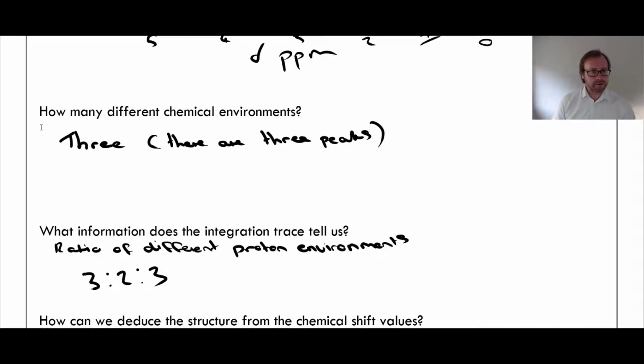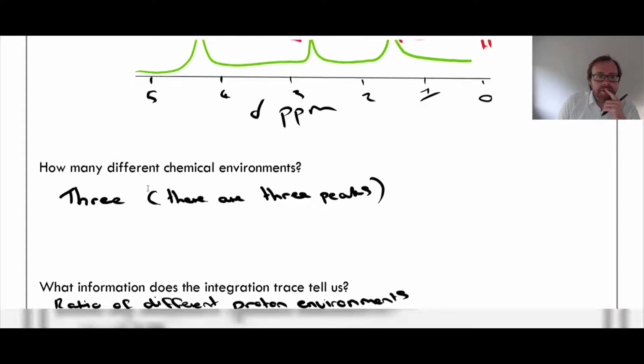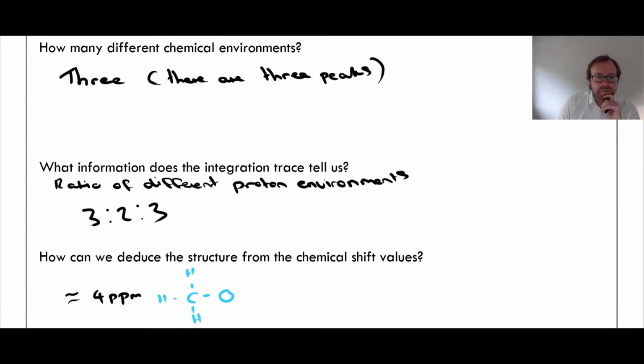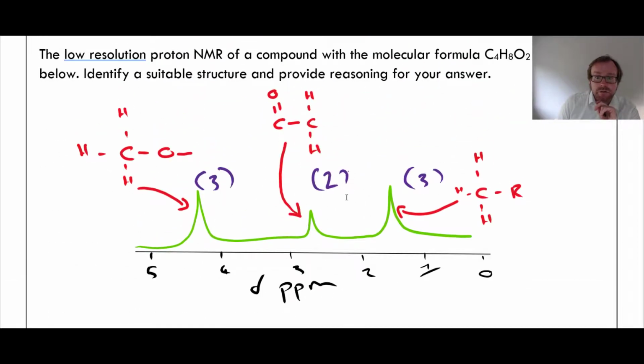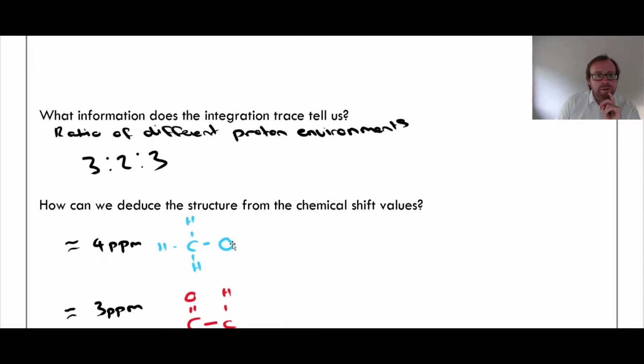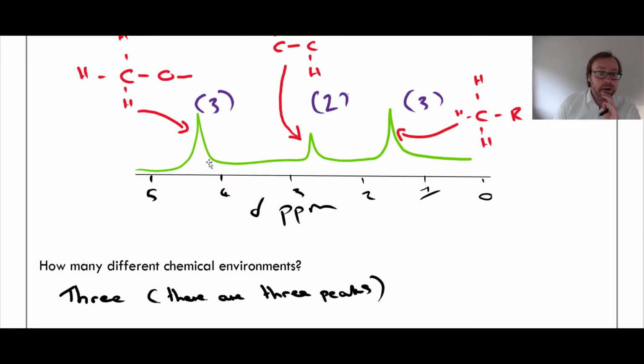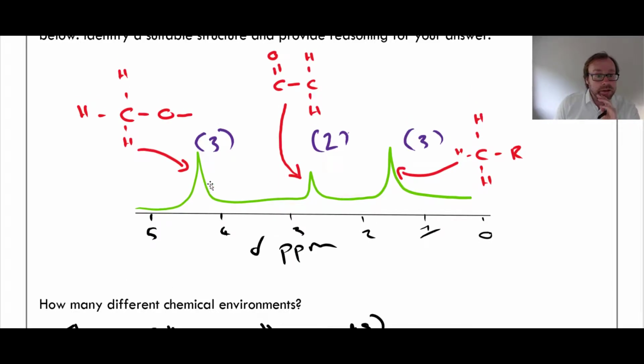Okay, hope you managed to work this out. So, sure you did the first part anyway. So, how many different chemical environments are there? Well, there are 3 because there are 3 different peaks. What information does the integration trace tell us? It tells us the ratio of different proton environments. So 3 to 2 to 3. And how can we deduce the structure from the chemical shift values? Right, so you had to use your data booklet. So I would suggest that the peak near 4 would be CO. I know there's 3 on it, so it's probably got 3 hydrogens, so it looks like this.